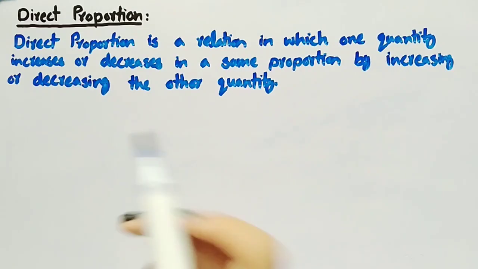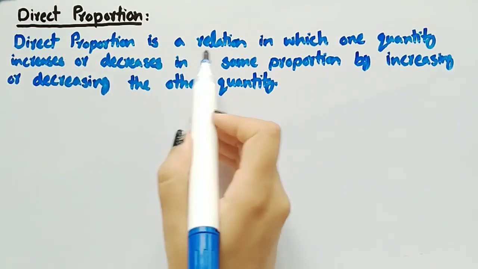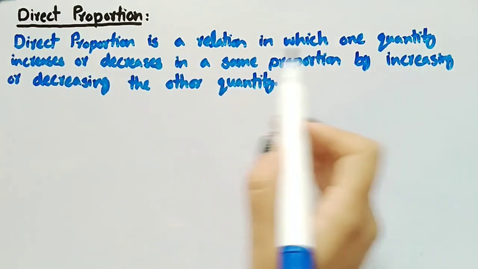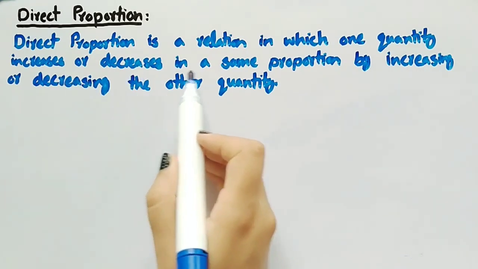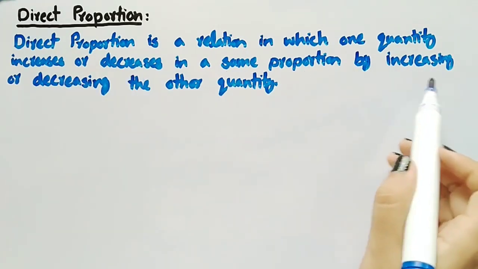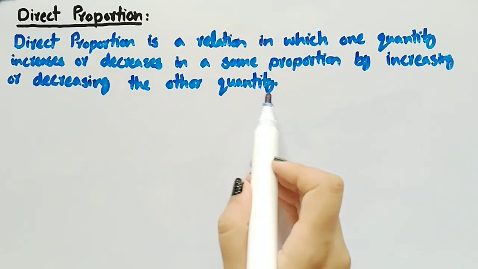In this video, we will learn what is direct proportion. Direct proportion is a relation in which one quantity increases or decreases in the same proportion by increasing or decreasing the other quantity.